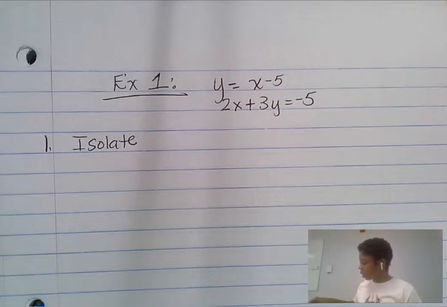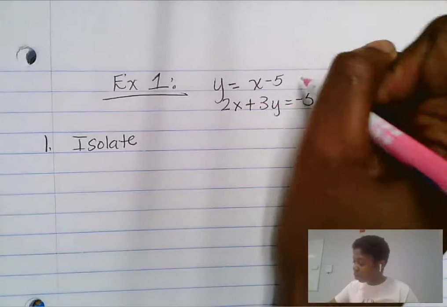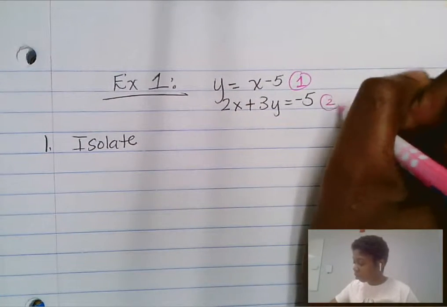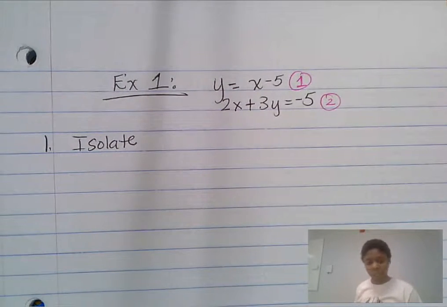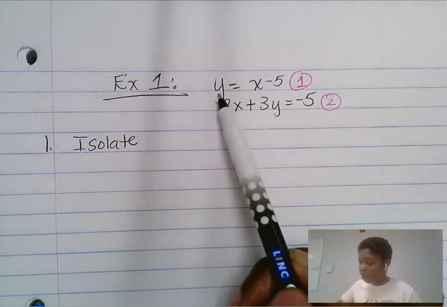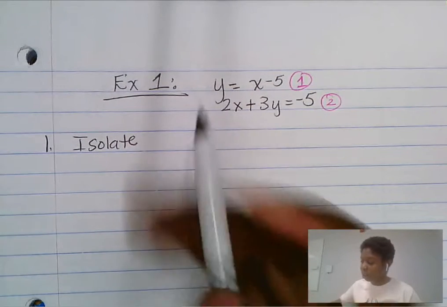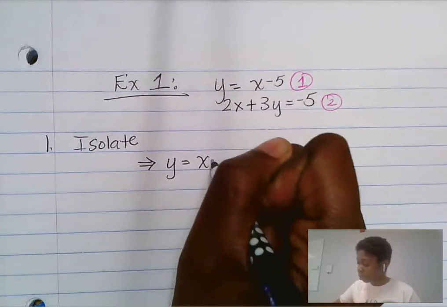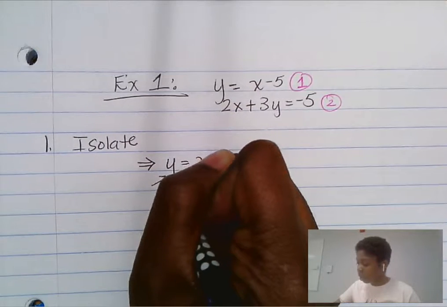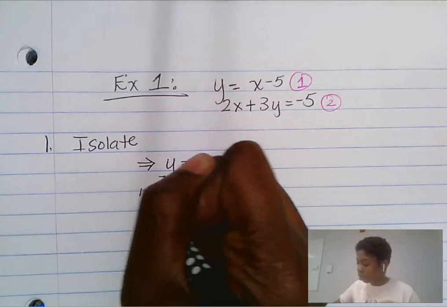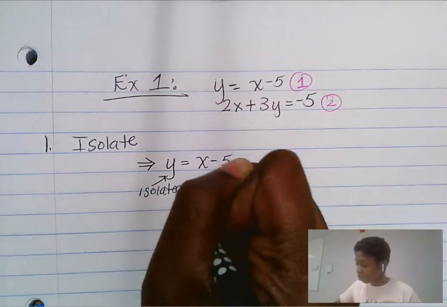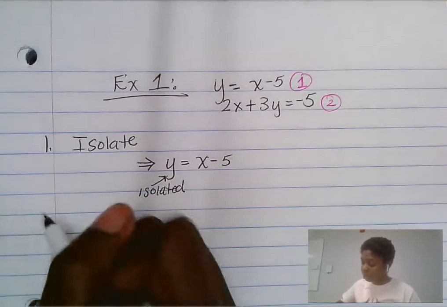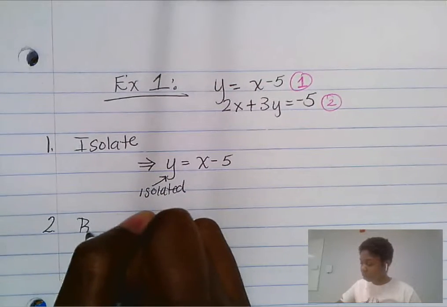So we're going to name this equation 1. We're going to name this equation 2. So if we look at equation 1 right here, y is already solved for. So our step 1 is completed for us. y equals x minus 5. This y is already isolated. All right? Now, step 2 is to replace.